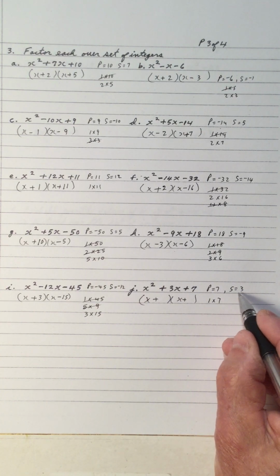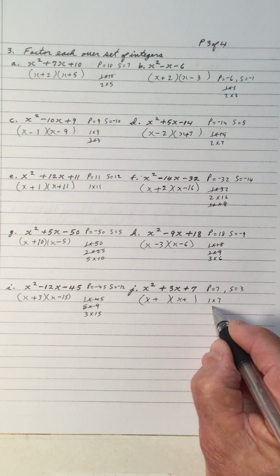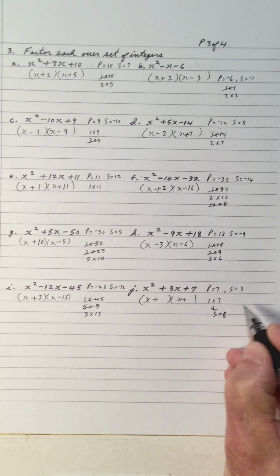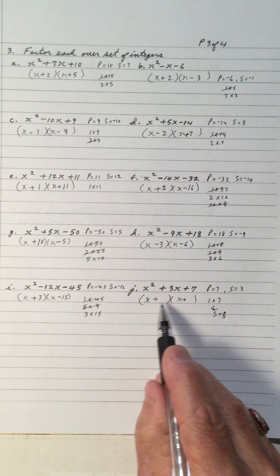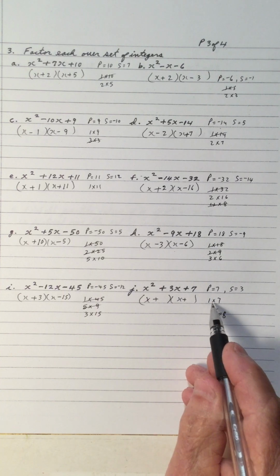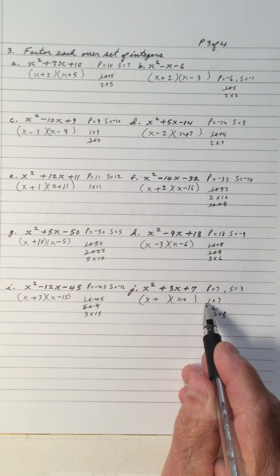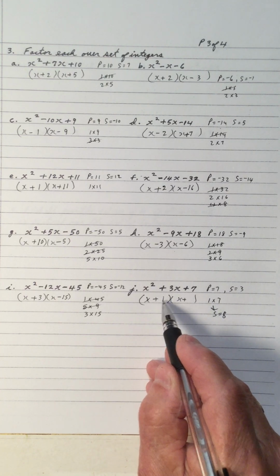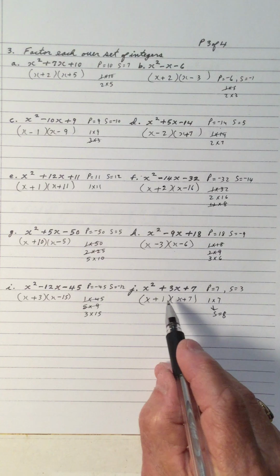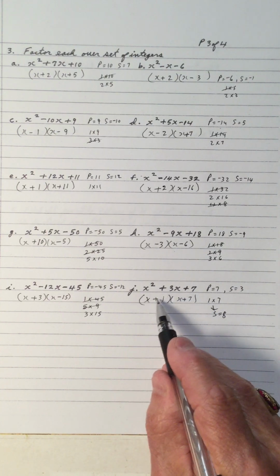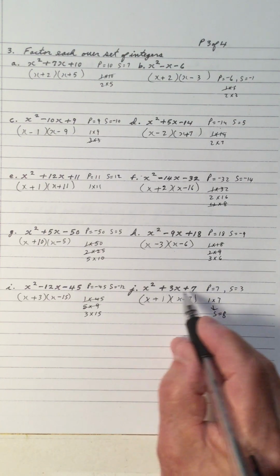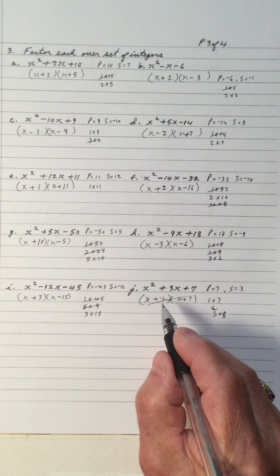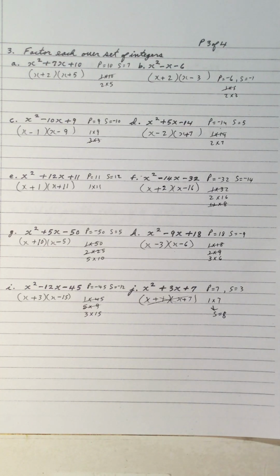But 1 and 7 add up to give me 8. So that means that the only factors we can have are 1 and 7. So it's a plus 1 plus 7 or minus 1 minus 7, but it has to be a 1 and a 7 to give me that product. But the sum is not 3. So this is factorable, but we need more math to do it.